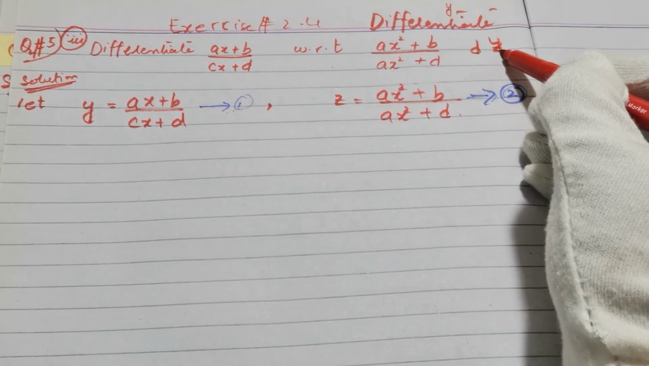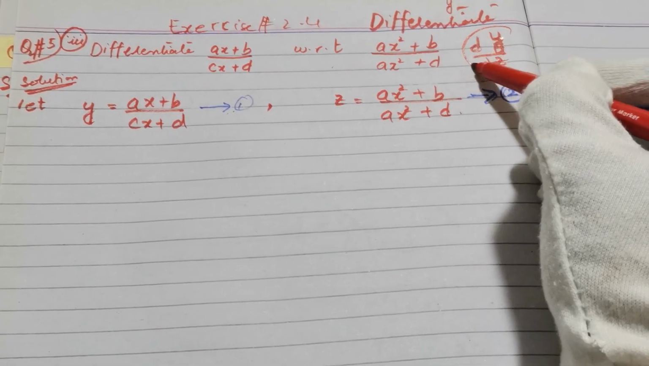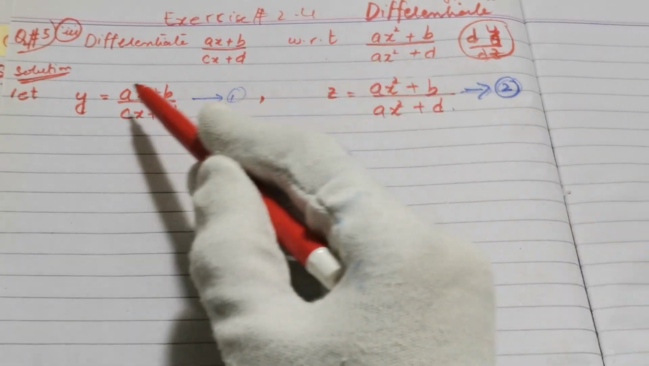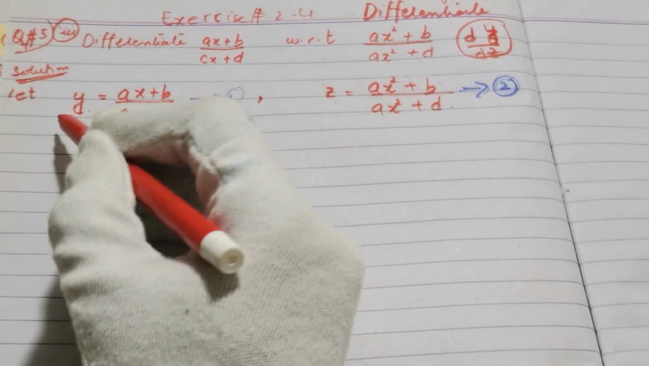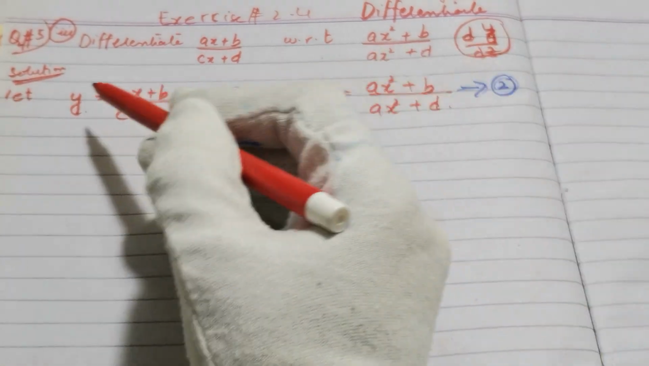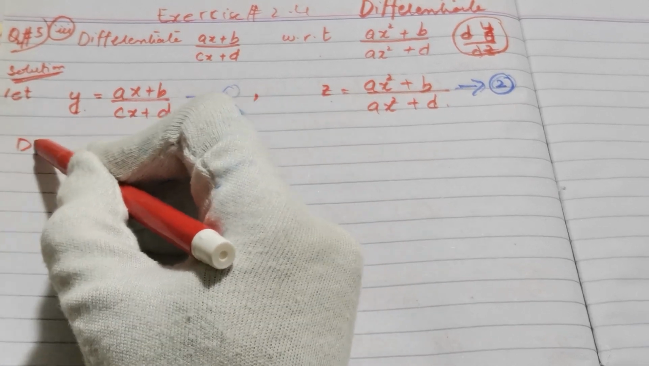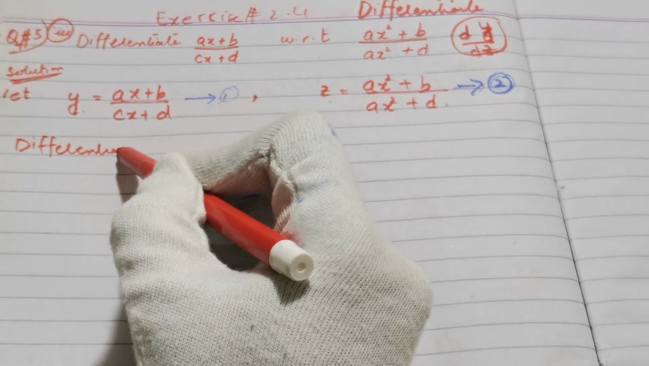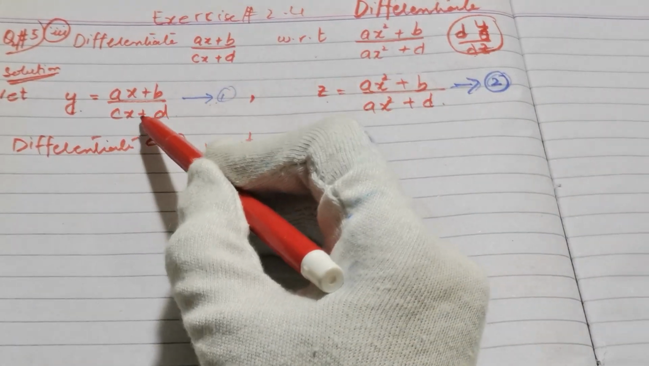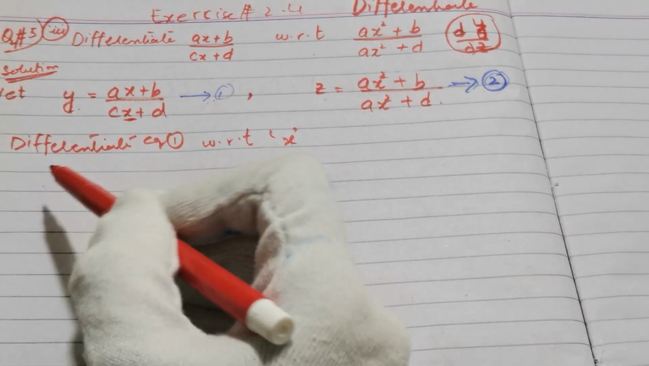Differentiate y with respect to z. It means we want to find dy by dz. Differentiate this term with respect to this term, dy by dz. Basically we want to find dy by dz. Now first of all we will differentiate equation 1 with respect to, in the right side variable is x, so we will differentiate equation 1 with respect to x.